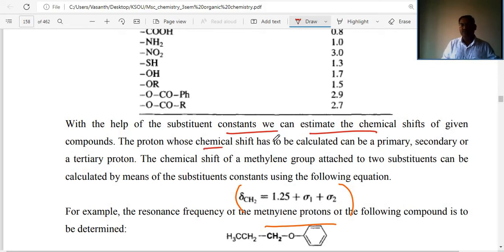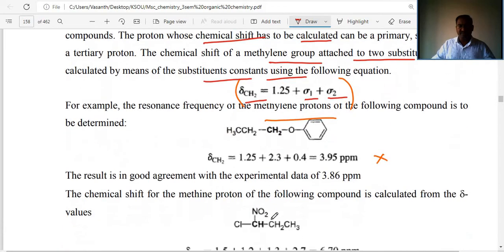The proton whose chemical shift has to be calculated can be primary, secondary or tertiary. The chemical shift of a methylene group attached to two substituents can be calculated by means of the substituent constants using the following equation: delta CH2 is equal to 1.25 plus sigma 1 plus sigma 2. We consider examples here. Methylene protons.